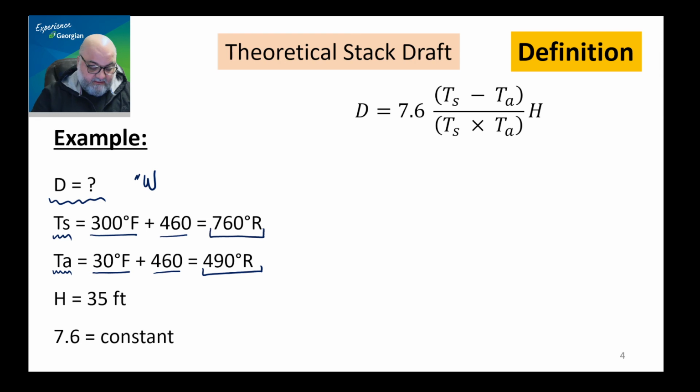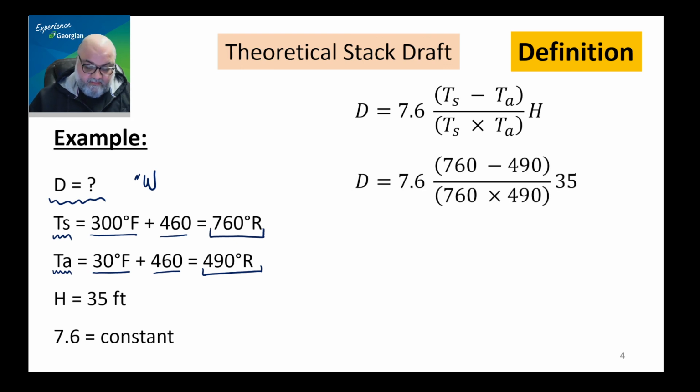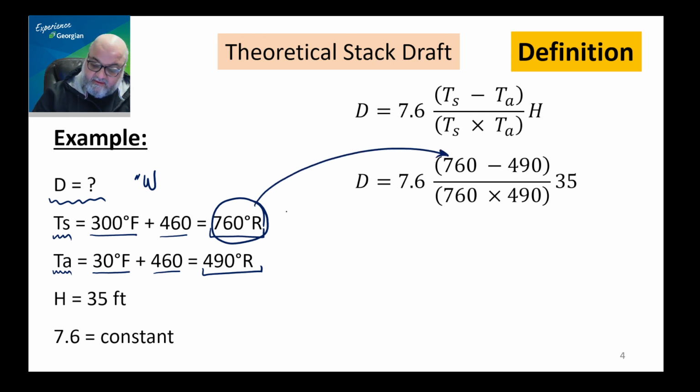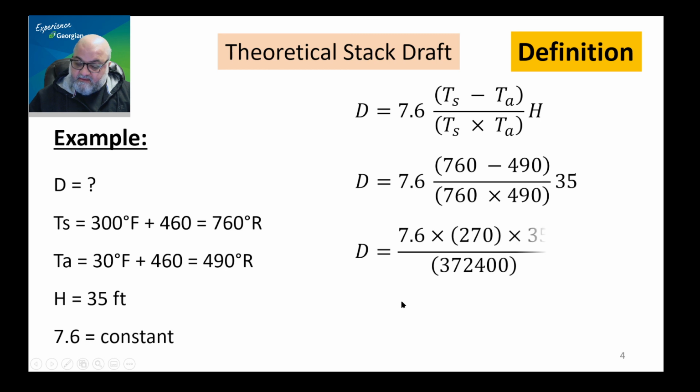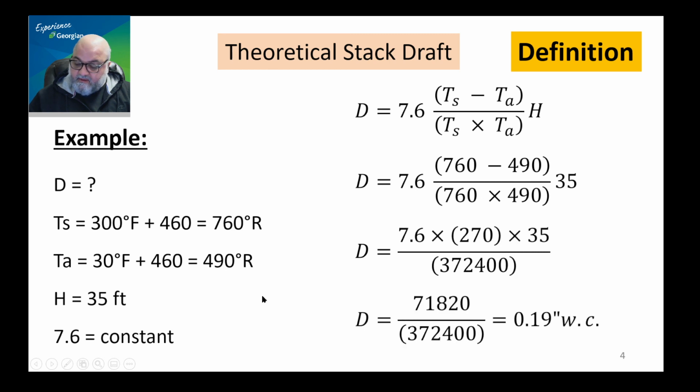And overall height is 35 feet. And we have a constant that we apply. It is 7.6. That's a constant that doesn't change. So we simply plug in those numbers. We plug in the 760 where TS is, and 490 where TA is supposed to be. And in that way, we can calculate D to be 0.19 inches of water column. So that is an example of how we calculate theoretical stack draft.